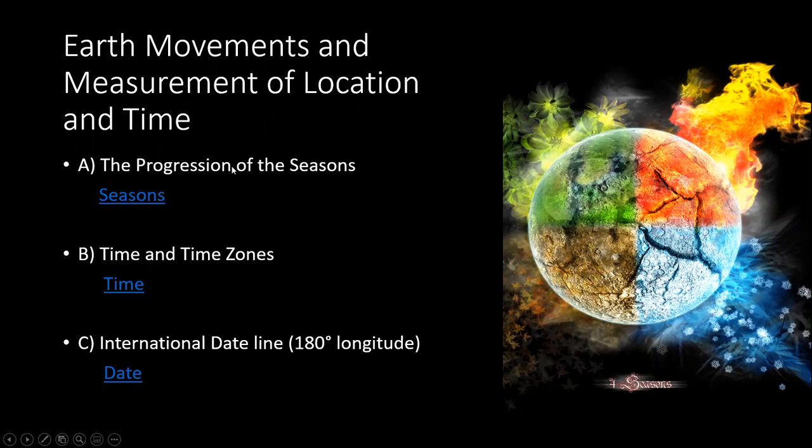So the progression of the seasons. This explains a little bit more in detail why we have summer and winter and autumn and spring, right? It's very well explained, so you don't need more than this really to understand it. And if you do, just ask questions in class and I'll be answering them for sure.